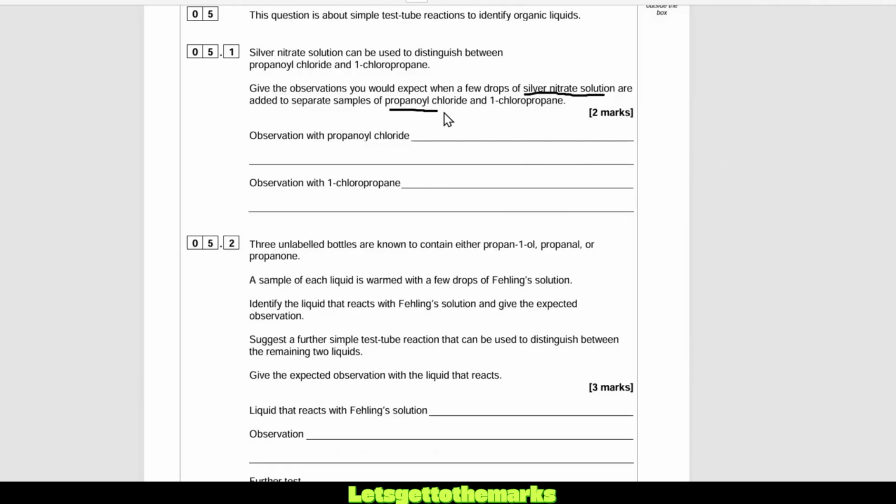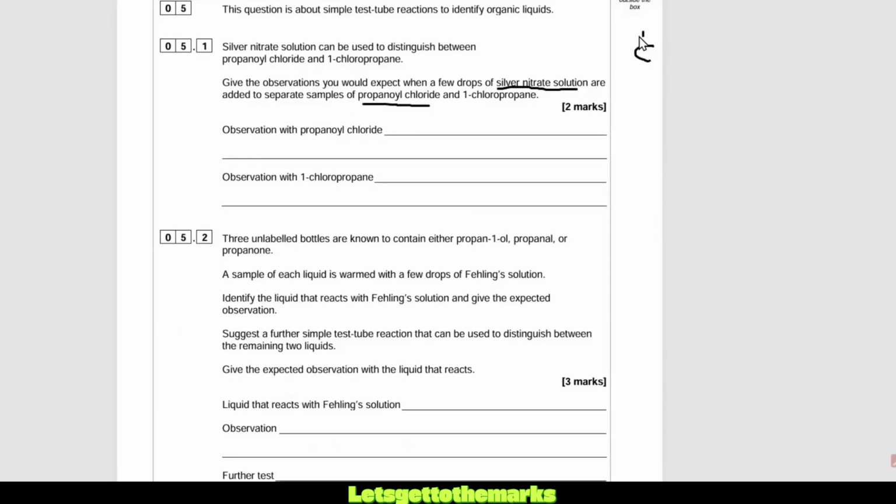Okay, so let's have a little look. Silver nitrate solution, that's AgNO3(aq), and we've got propanoyl chloride. Let me draw out propanoyl chloride. Prop means 3 carbons. Oyl means it's an acyl chloride, so it's got the carboxylic acid carbonyl group, and then it's got the chloride instead of the OH.